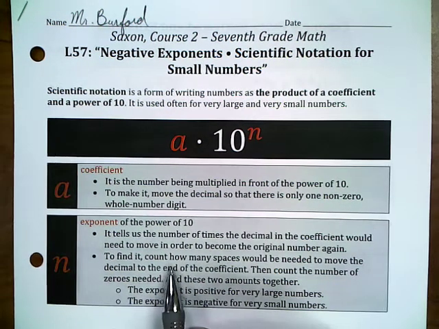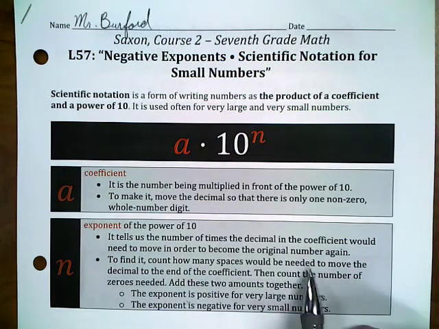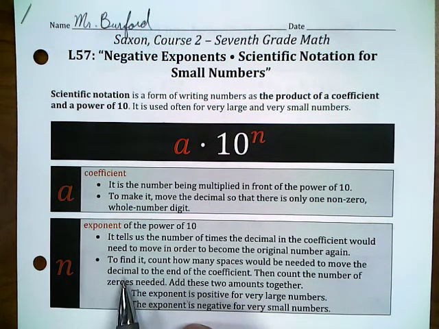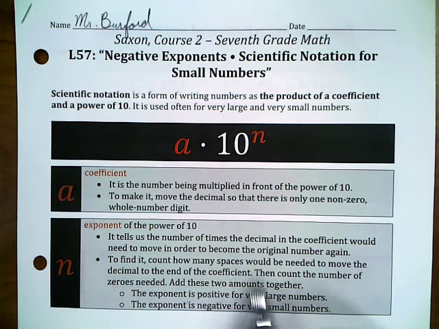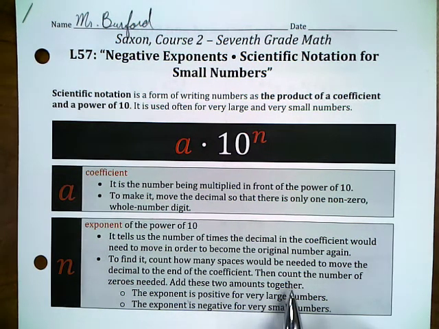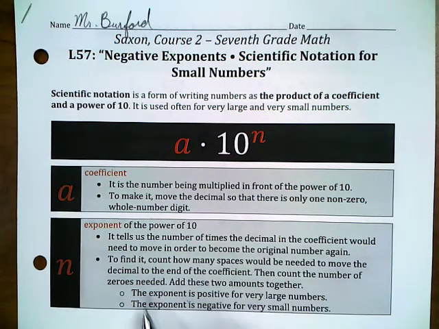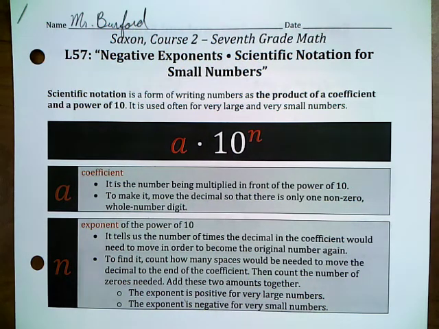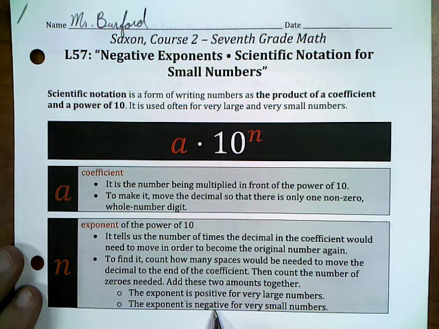To find the count, how many spaces would be needed to move the decimal to the end of the coefficient, then count the number of zeros needed. Add these two amounts together. So the exponent is positive for very large numbers. When we've got a very small number, all we're going to do is use a negative exponent. So if a positive means move that decimal to make it bigger, a negative will move that decimal to make it smaller.